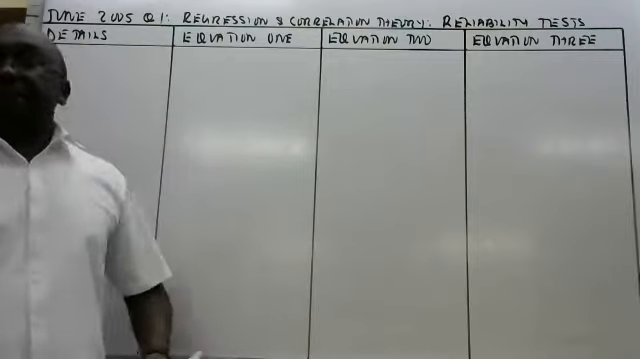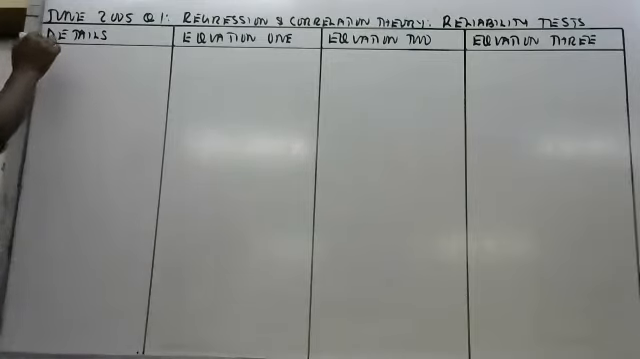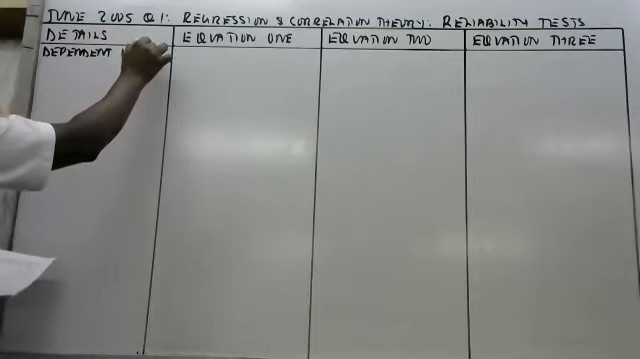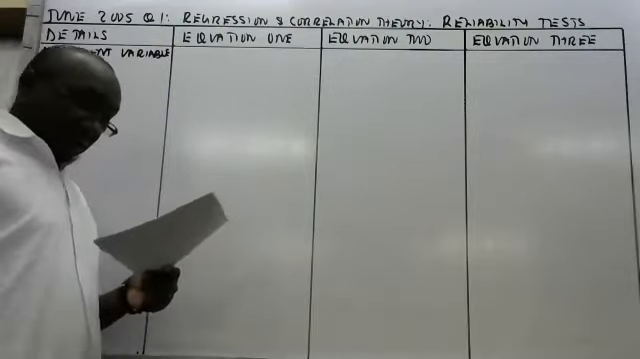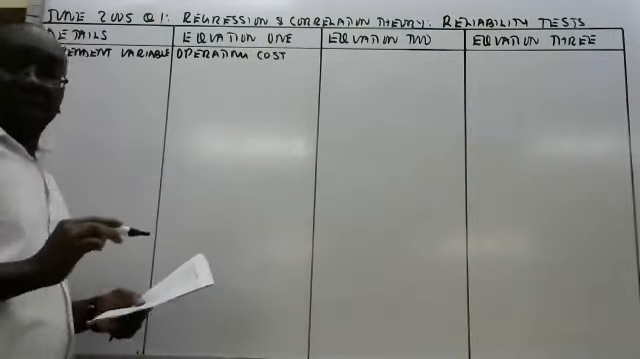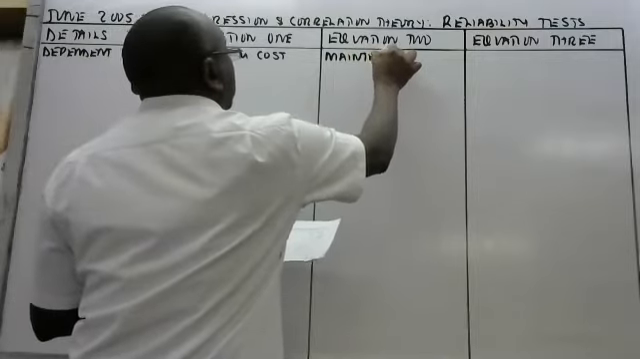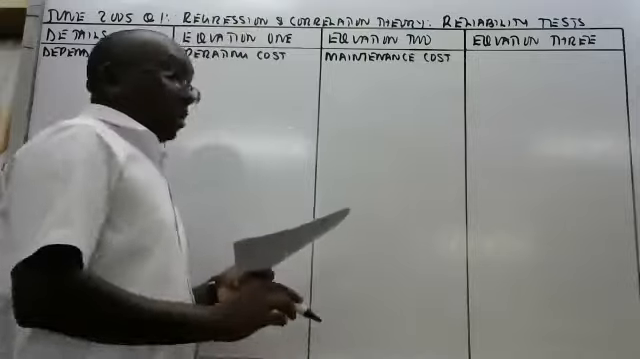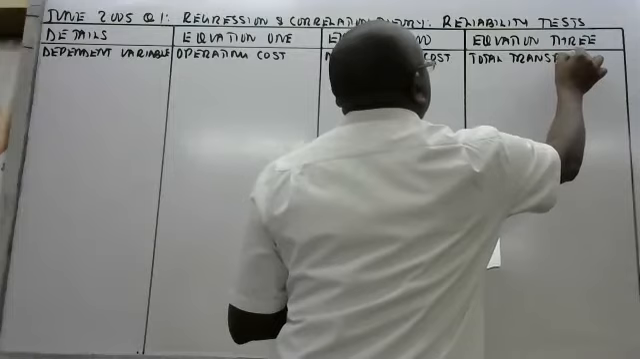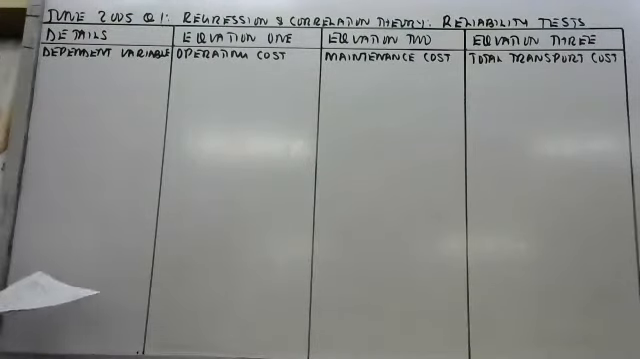So when you are dealing with these reliability tests, there are some background data that you need to get. One is to identify who is the dependent variable. So the dependent variable in equation one is operating costs. In equation two, it is maintenance costs. In this other one, it is total transport costs. Those are the dependent variables, the values of the y's.